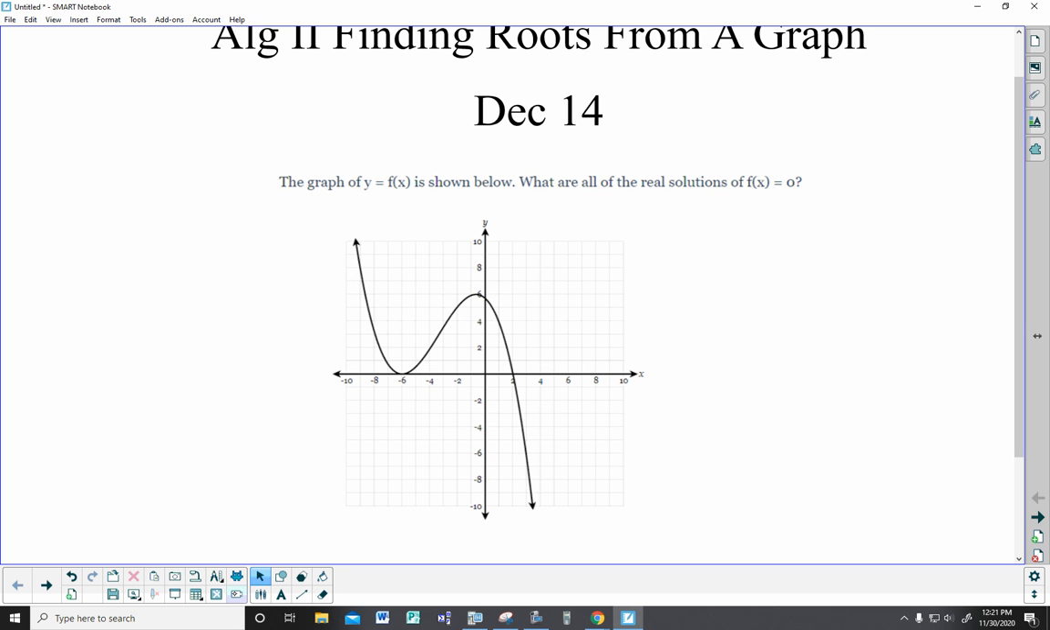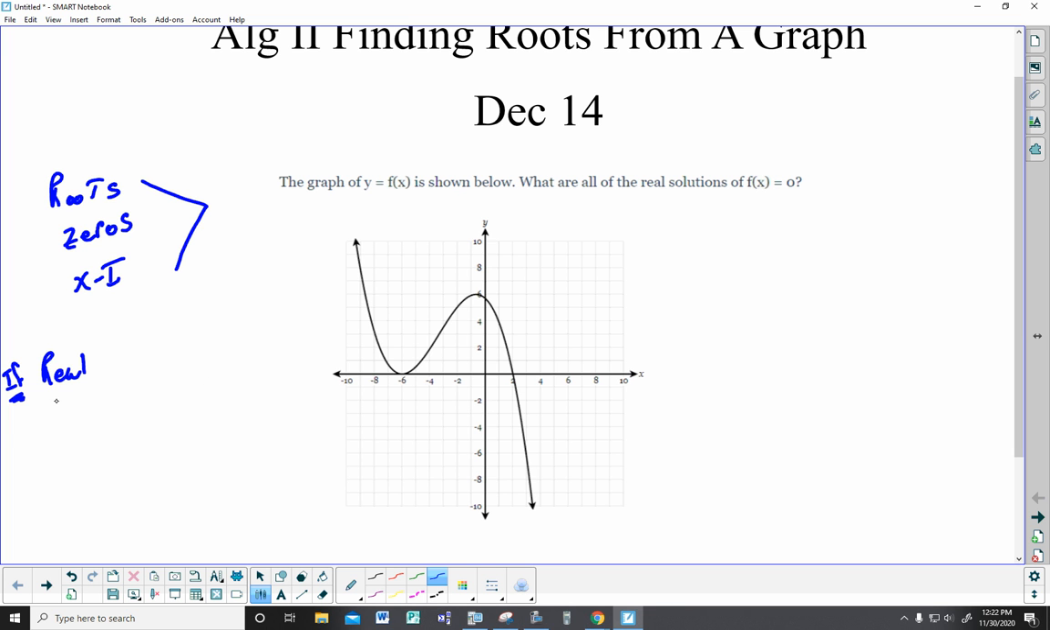One of the things that you need to be working with is being able to understand some synonyms. So roots, zeros, x-intercepts are the same thing if your answer is a real number. Now, we haven't looked at non-real numbers yet. So for the time being, just assume that these are all the same thing. And when we get to non-real numbers, we'll talk a little bit more about what's true and what's not.